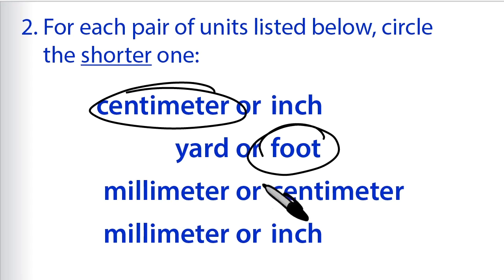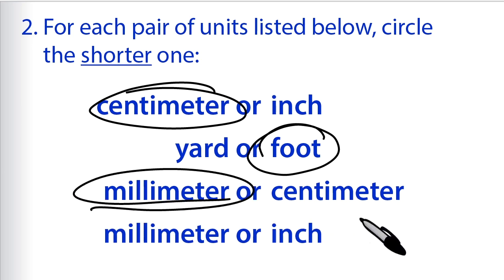And we have millimeter or centimeter, and these are the same, they're both metric units, and we know that a millimeter is 10 times smaller than a centimeter, so millimeter is definitely shorter than a centimeter.